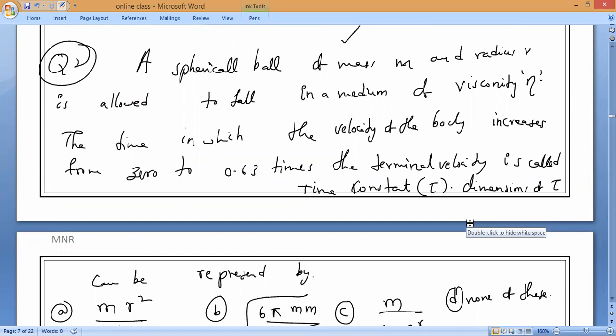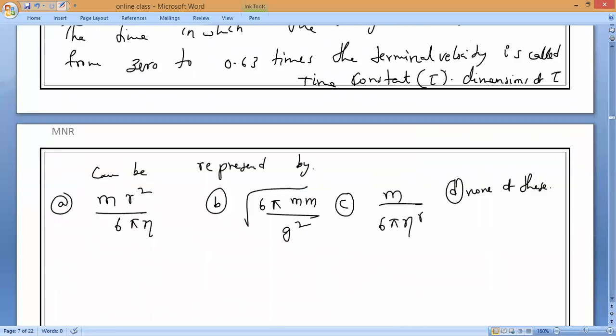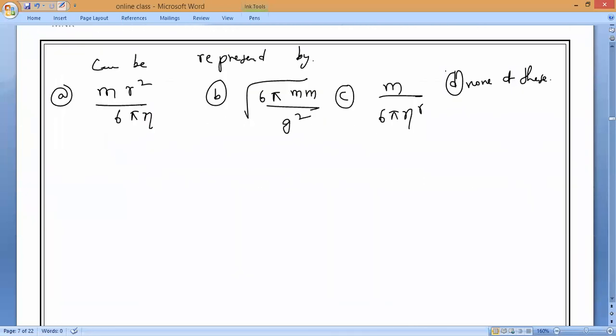So a spherical ball of mass m and radius r is allowed to fall in a medium of viscosity eta. The time in which the velocity of the body increases from 0 to 0.63 times the terminal velocity is known as time constant tau. Then find the dimensions of tau. So we people don't know, but from the question we can say it is directly proportional to 3 quantities. What are the 3 quantities?